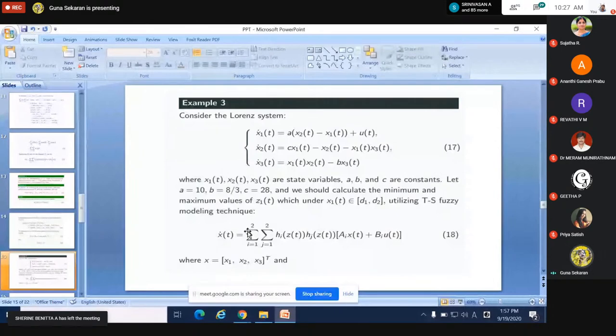x dot of t equals the summation over i and j, ranging from 1 to 2. Using two types, one is true and the other one is false, we take the two membership values. So we can choose H1 and H2, one is zero and another one is one. Then h_i(z(t)), h_j(z(t)), A_i plus B_i K_j, this closed-loop system we already know. How to find?